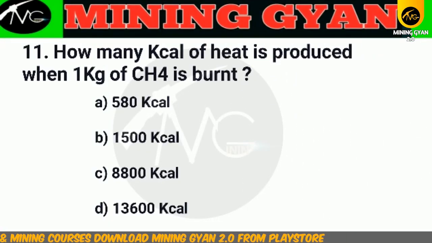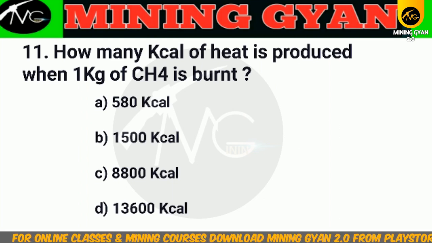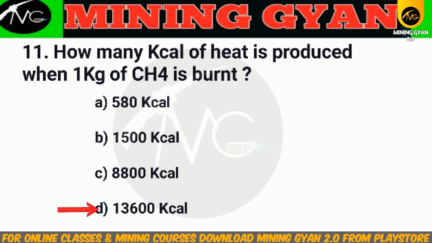Next question is, how many kilocalorie of heat is produced when 1 kg of methane is burnt? A. 580 kilocalorie, B. 1500 kilocalorie, C. 8800 kilocalorie, D. 13600 kilocalorie. Right option is D. 13600 kilocalorie.